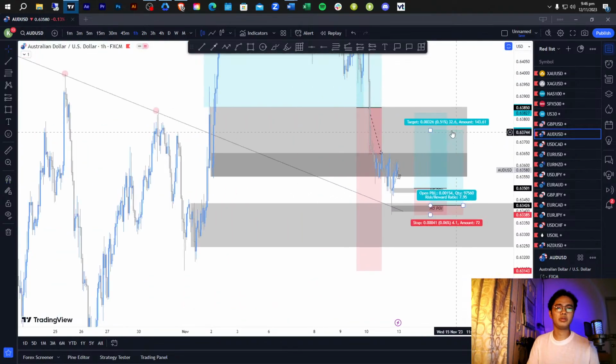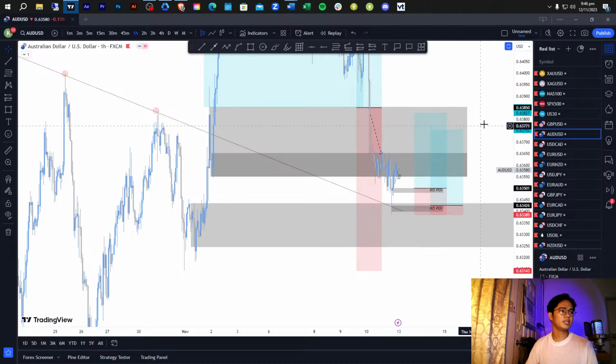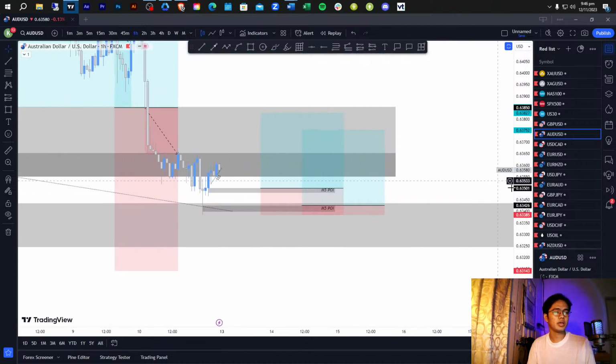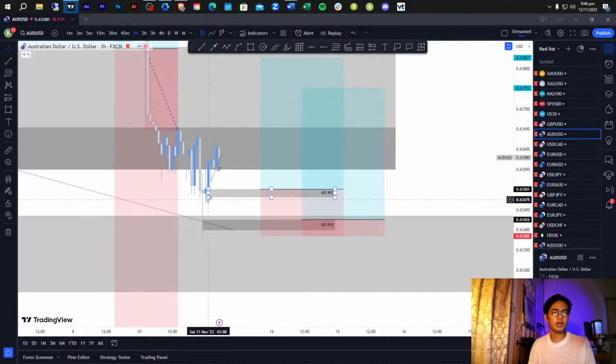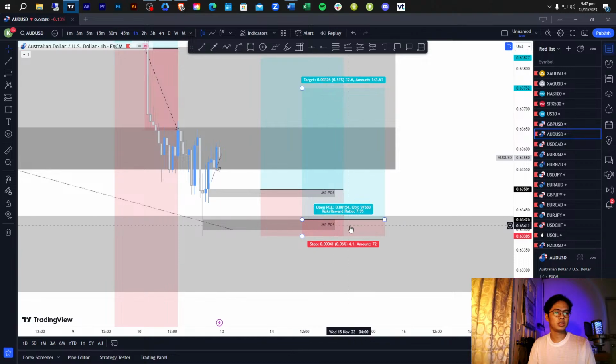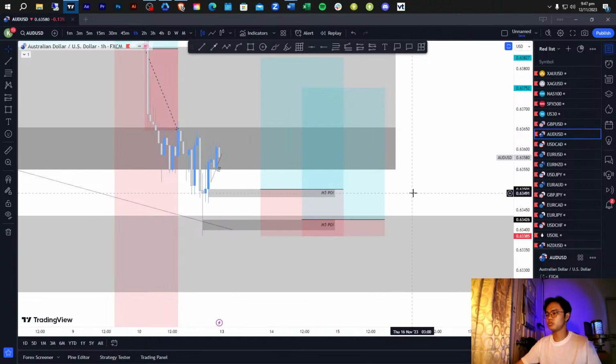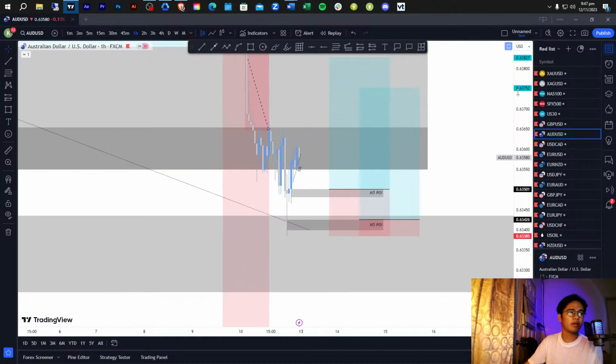If you're on a prop firm or on a challenge and you're risking 1% per trade, you can risk 0.5 right here and 0.5 on this level. If you're dividing your trades into two trades, then you can also divide your lot sizing or your positions. Instead of using just one lot, you can use two positions of 0.5 lot.